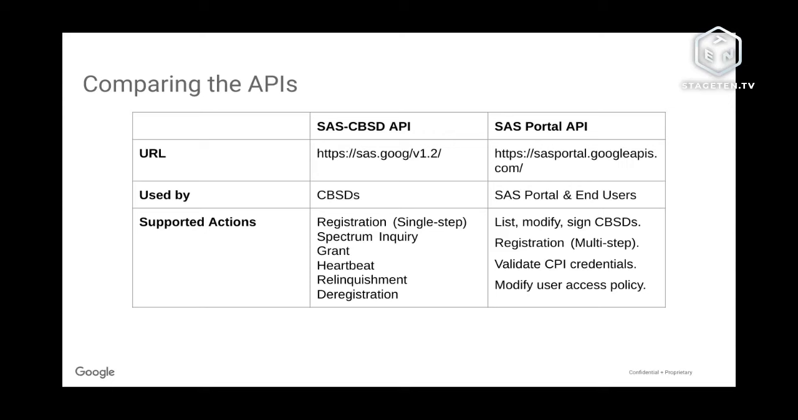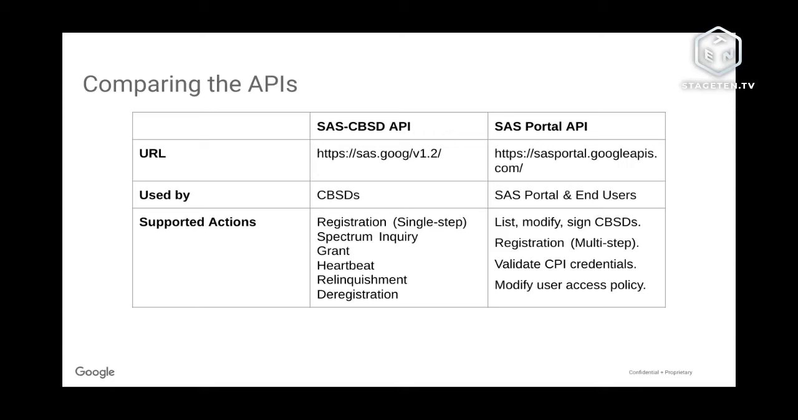Actually, I don't have that in the slide, but that's an important thing to mention, that the SAS-CBSD API can also be used by domain proxies. And the actions that it supports are the state machine actions defined by WinForum: registration, spectrum inquiry, grant, heartbeat, relinquishment, and deregistration. So these actions are all defined in the WinForum specifications, and your device vendors have implemented these actions with their CBSDs.